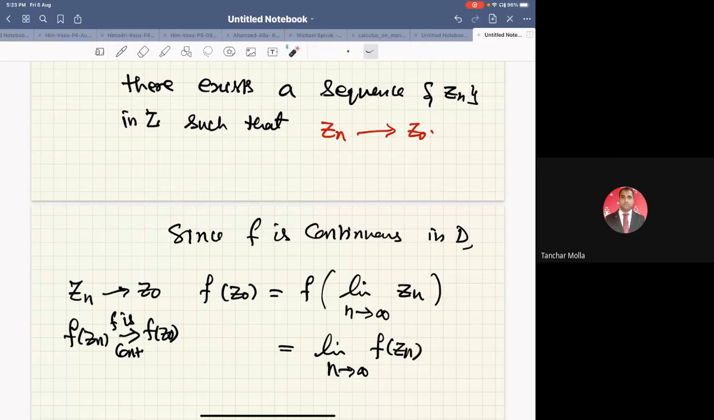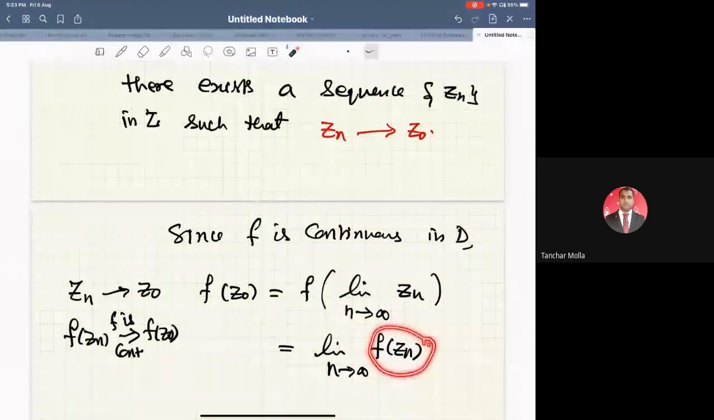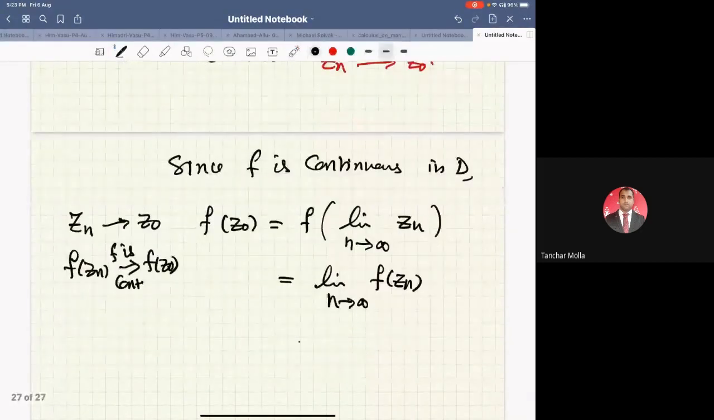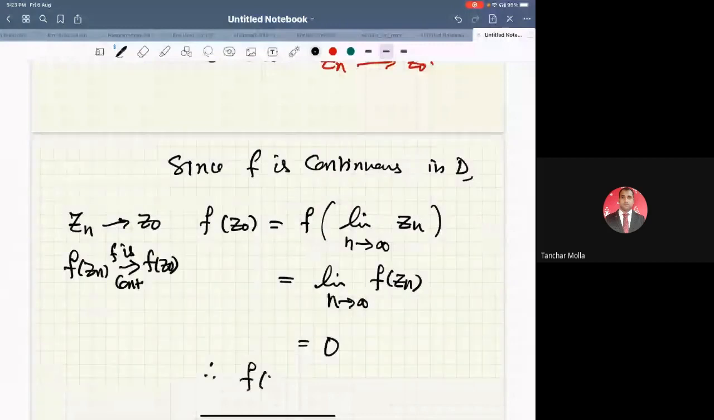But our z_n's are zeros of f. Therefore, this quantity is 0, since f of z_n's are 0. Therefore, our f of z naught equals 0.